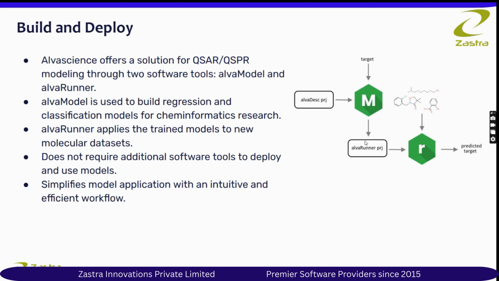Now, this model we will supply to Alva runner. And when we have supplied the model, if we have a new set of compounds, that can be any novel compounds which we have synthesized in the lab, or compounds which we have designed using computational chemistry, when we supply those compounds to the Alva runner, it automatically predicts the value on the basis of the earlier trained model. Have you got it?